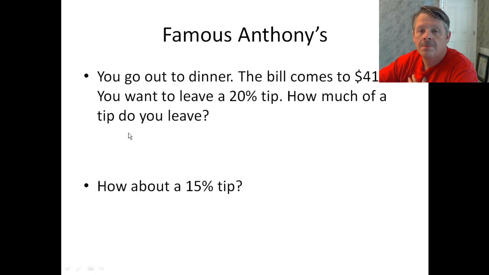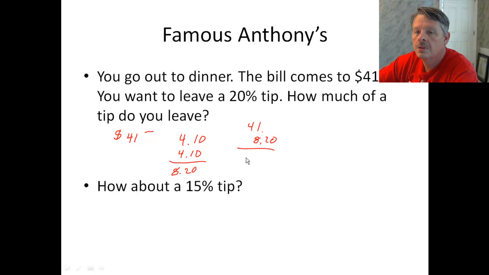All right, the bill's $41. Now I don't have a calculator in front of me, but if I have a bill of $41, then 10% of that is going to be $4.10. I just moved the decimal point. I want to leave a 20% tip. That's $4.10 twice, that's $8.20. $8.20 plus $41 is $49.20. What happens if I want to leave a 15% tip?